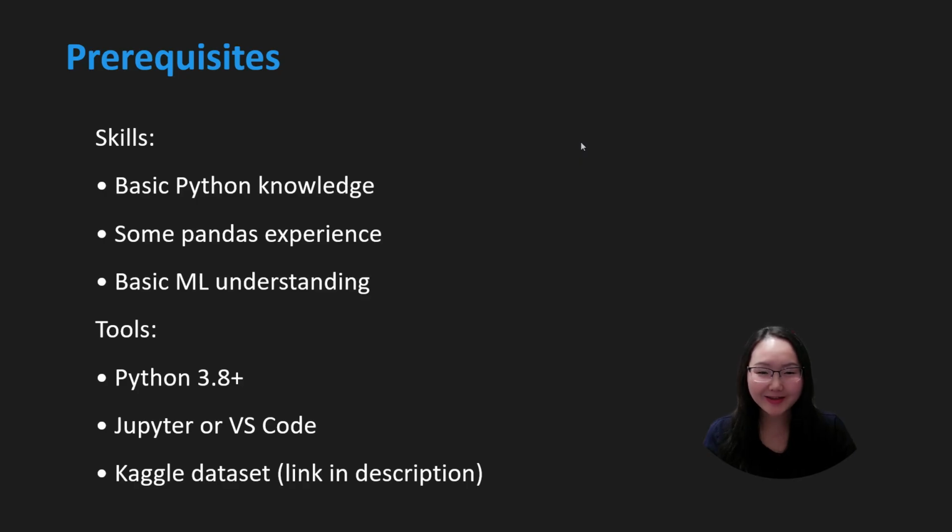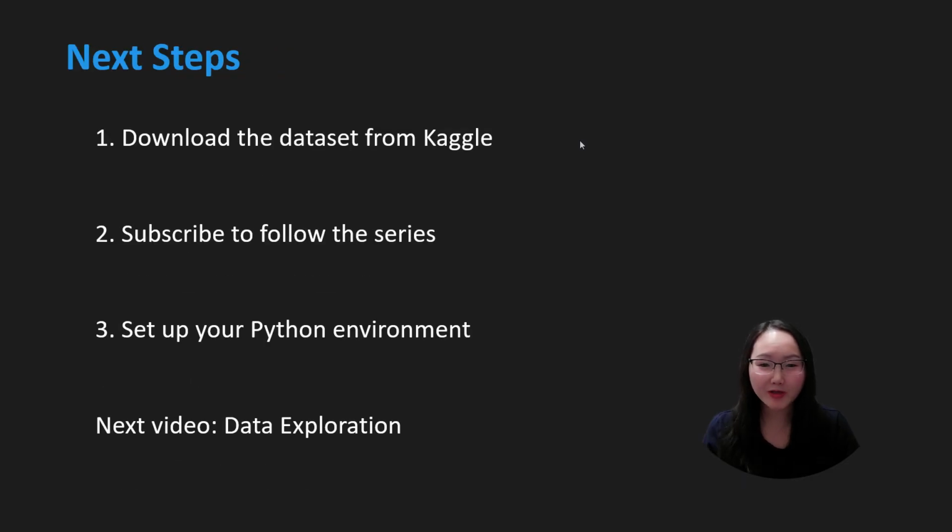Before we wrap up, here's what you need to follow along. Basic Python knowledge, some familiarity with pandas, and a basic understanding of machine learning concepts. For tools, you will need Python 3.8 or higher, and Jupyter Notebooks or VS Code. The Kaggle credit card fraud dataset, link in the description. That's it. If you can write Python code, you are ready to start. In the next video, we will dive into the data, exploring those 284,807 transactions and understanding what makes fraud different from normal transactions.